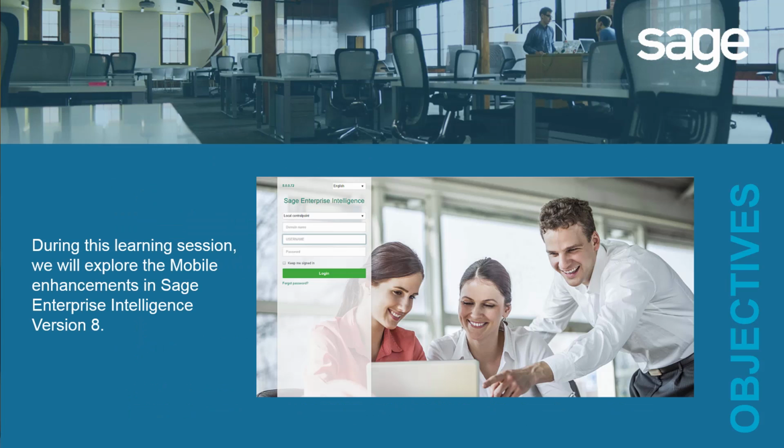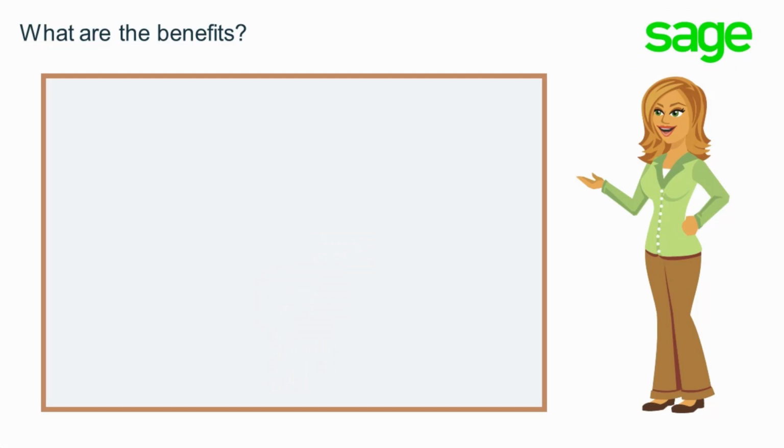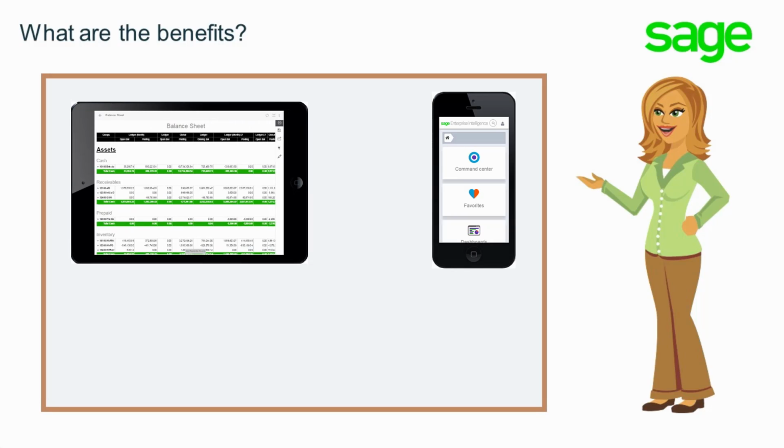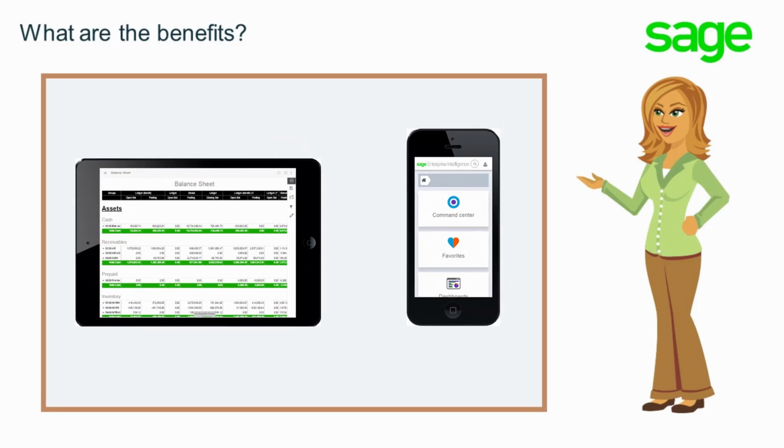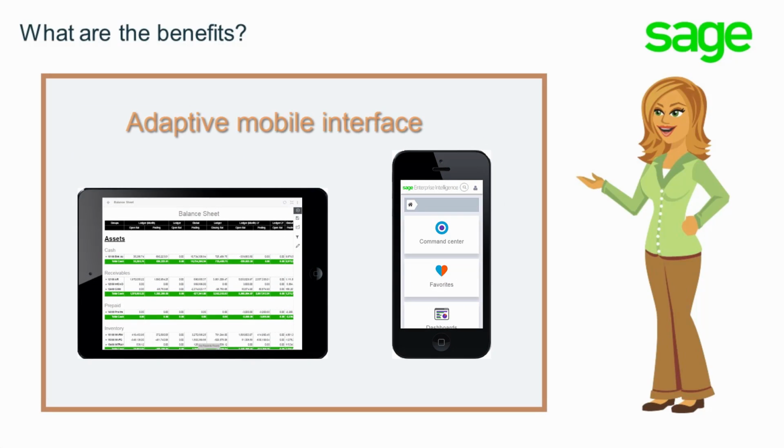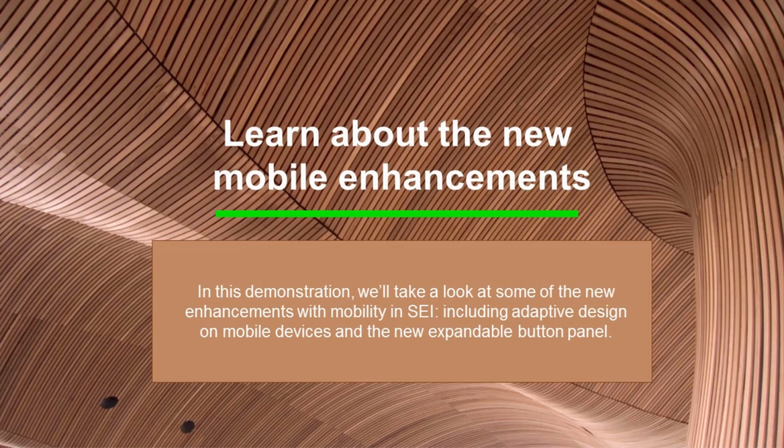During this learning session, we will explore the mobile enhancements in Sage Enterprise Intelligence version 8. We'll use a smartphone and tablet to demonstrate these enhancements with SEI. The benefits of using SEI on mobile devices include a new web-based interface that adapts to the mobile device you are using. This allows you to view and share your key business data anytime and anywhere. We will use smartphone and tablets to show the new enhancements.